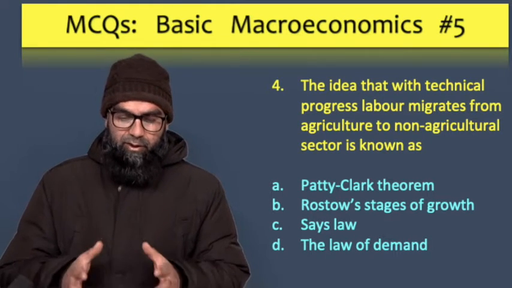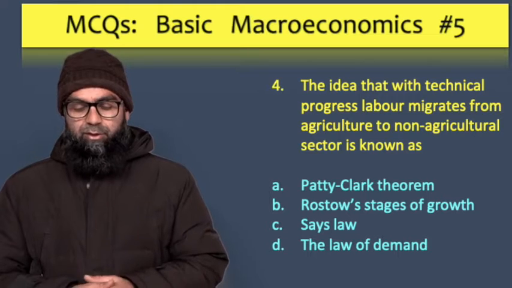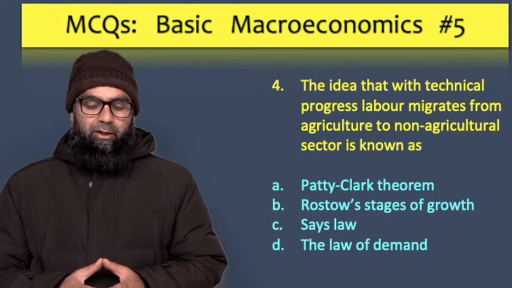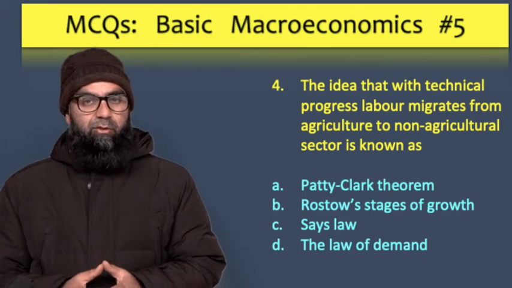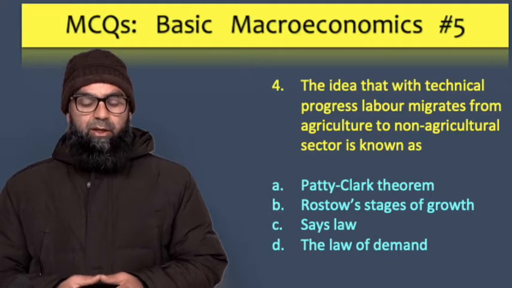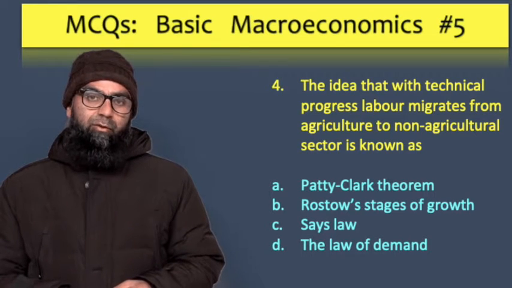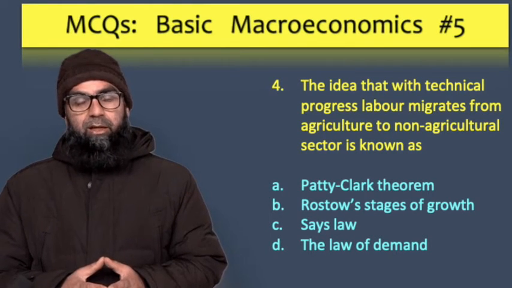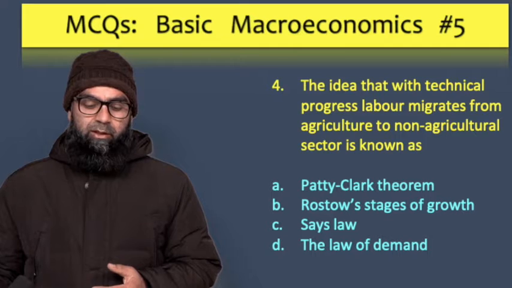Our fourth question is, the idea that with technical progress labor migrates from agriculture to non-agriculture sector is known as. That is, there is an idea that labor will move from agriculture to non-agriculture sector if technical progress occurs, and it has a formal name in the science of economics. So what is that called? Your options include A, Petty-Clark law or theorem, B, Rostow's stages of growth, C, Say's law, and the last one is the law of demand. If you have watched the lecture, we have discussed this idea that labor migrates from agriculture to non-agriculture sector if technical progress occurs. This is called Petty-Clark law or Petty-Clark theorem, because William Petty and Colin Clark were the economists who first highlighted this very thing in the science of economics.